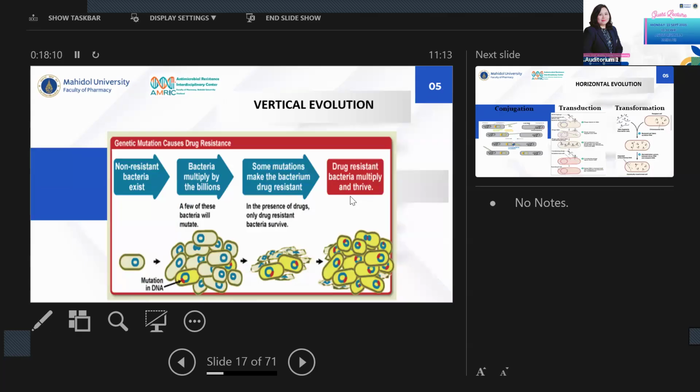Here's the vertical evolution, as I said, from one bacteria that used to be non-resistant, right? But if you grow them in a certain condition, like you put antibiotic in maybe a small concentration, it's called inhibitory concentration. The bacteria, some die, but some will live. And the living bacteria here can divide themselves and become drug resistant. We call that vertical evolution.